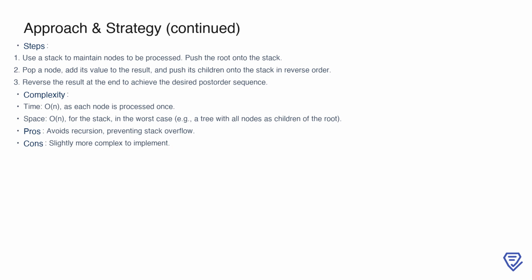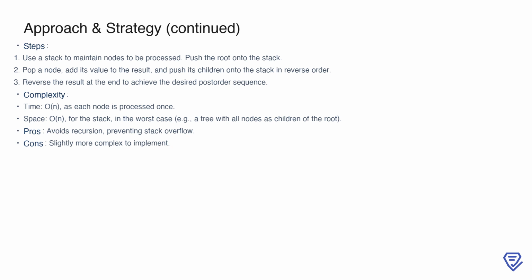Here's how it works. We use a stack to keep track of nodes yet to be processed. Starting with the root, we push it onto the stack. Then, we repeatedly pop nodes off the stack, add their values to the result, and push their children onto the stack in reverse order. This reversal ensures that the children are processed in the correct sequence for postorder. Finally, once all nodes have been processed, we reverse the result list to achieve the desired postorder sequence.